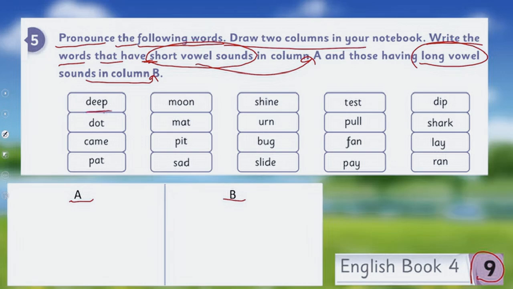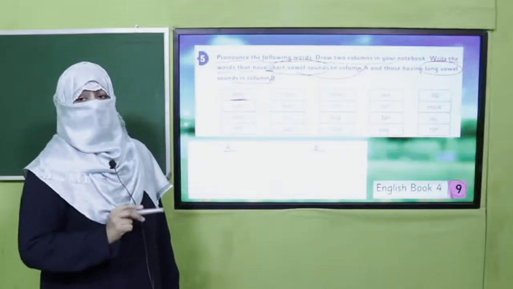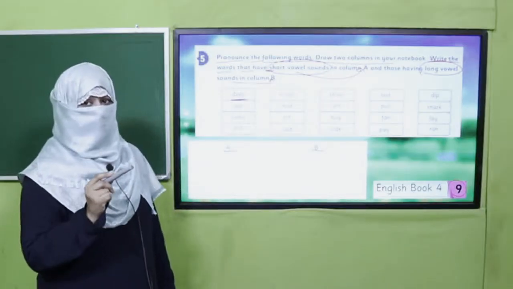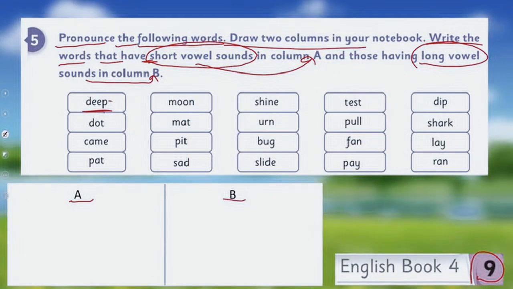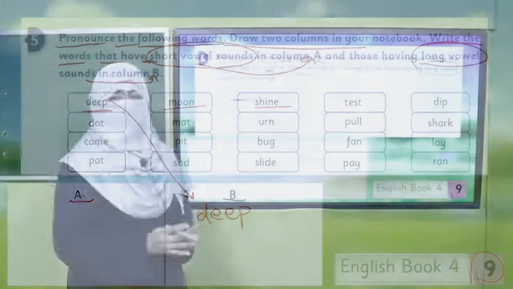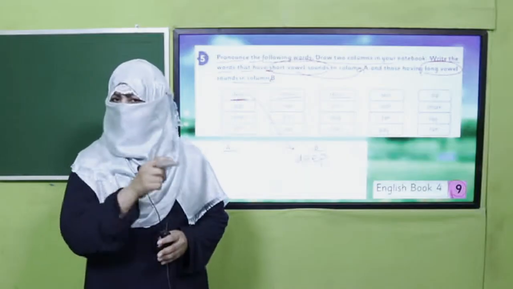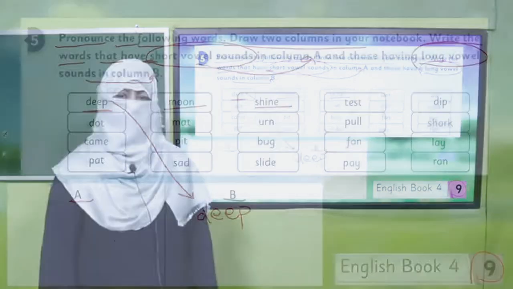For example, you say deep. First say it, deep. Now, is it short or long? It's good. It's a long vowel sound, so it will go to column B. So you will write deep here, like this. All right? Yes, my dear. You will keep saying these words and keep separating them into two columns. So pause the video and enjoy this activity.